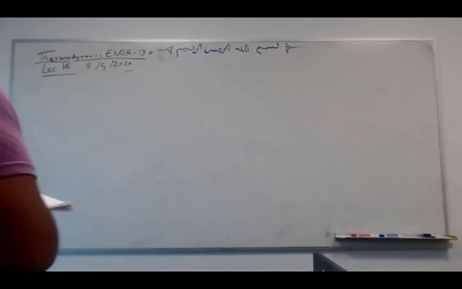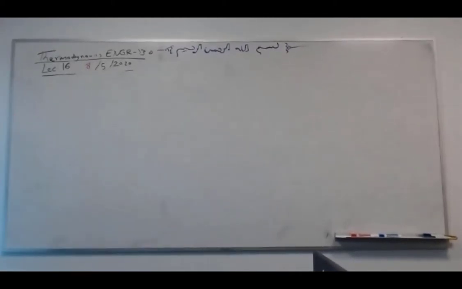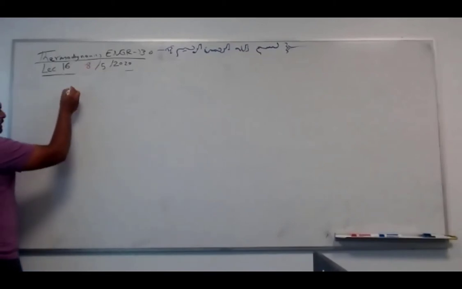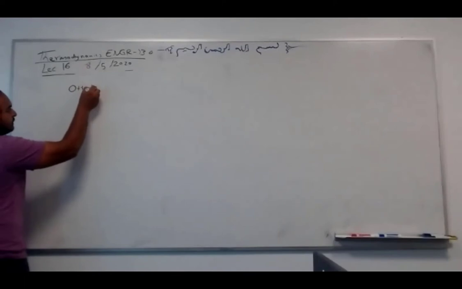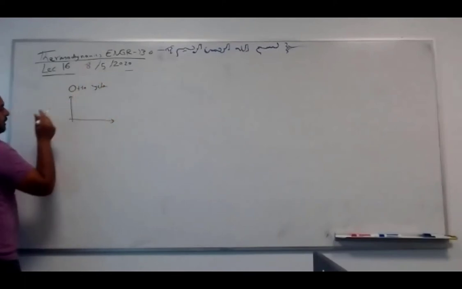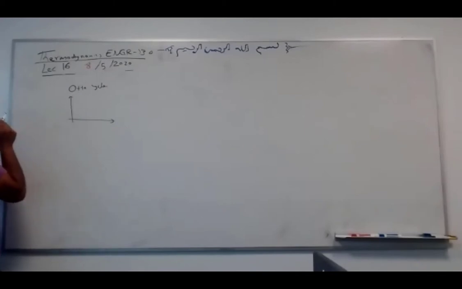Today is lecture 16. We're going to continue chapter 9. In gas power cycles, we started with some assumptions: we're going to assume it's air, and everything is reversible. We gave two cycles: the Carnot cycle, which we gave you before, and the Otto cycle.